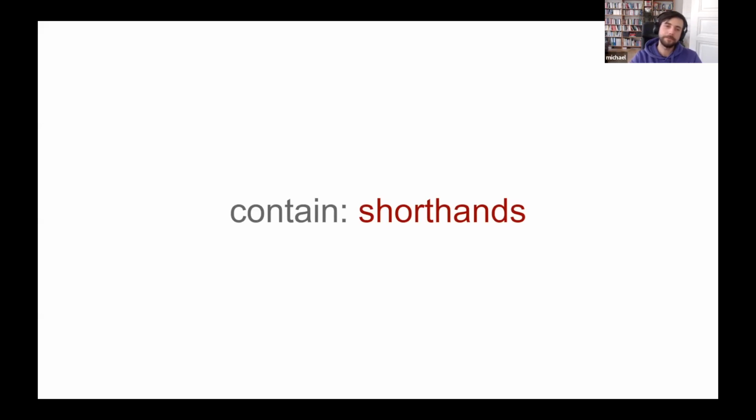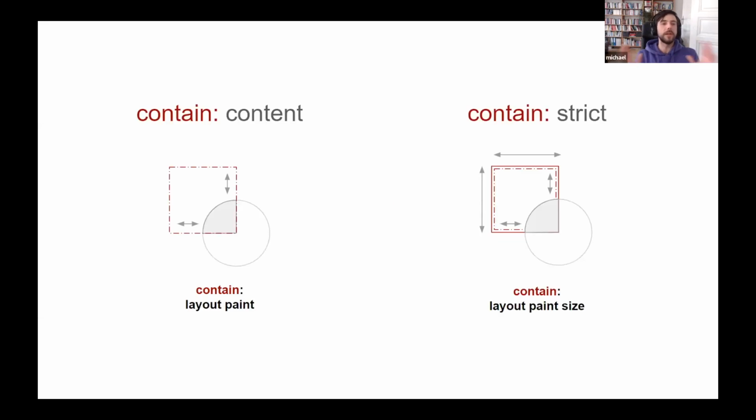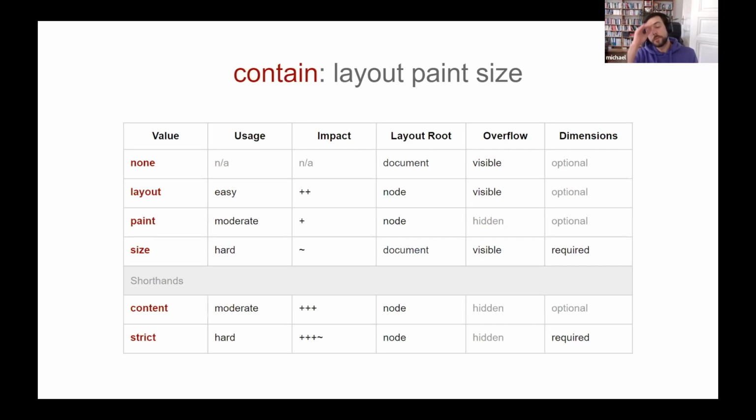What is a shorthand? A shorthand is a combination of contain properties. For example, you can apply on one element contain layout and contain paint. And this is called a shorthand, a combination, and there are two shorthands, contain content and contain strict. Contain content basically adds all the benefits of layout and paint, and contain strict a little bit more. There is a difference between all of them.